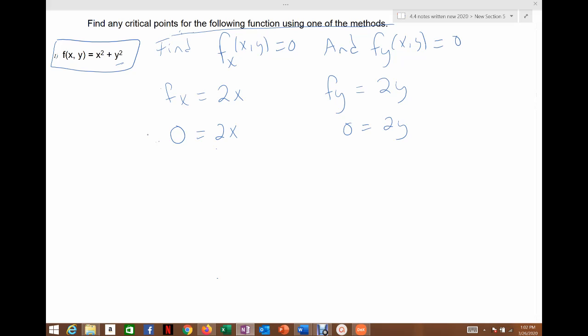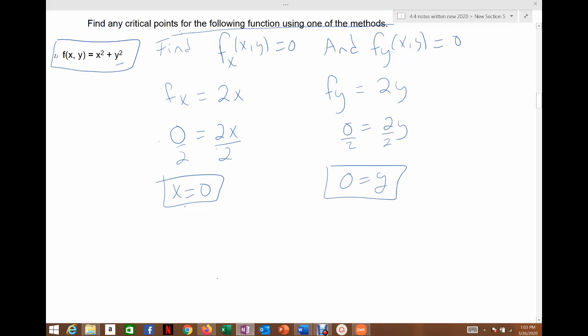Alright, now we solve. So this is that 3rd case. If you look, both of my first order derivatives only have 1 variable in them, right? The first order derivative with respect to x only has a 2x. The first order derivative with respect to y only has a 2y. And so this is the case where I don't have to use any method. I just take each equation separately and solve for the variable in each equation, which in this case is simple. Divide out the 2, and so I get x equals 0. And then do the same thing for the other derivative. Divide out the 2, and so I get y equals 0.